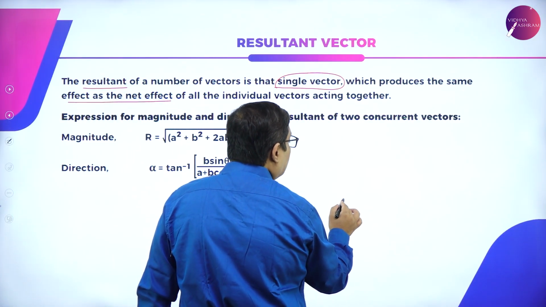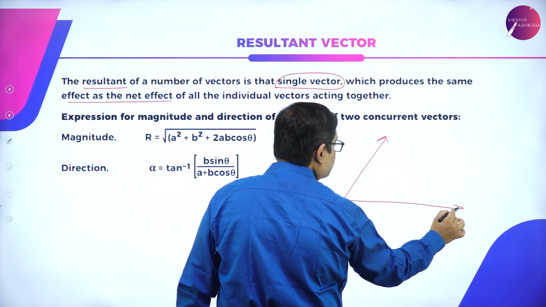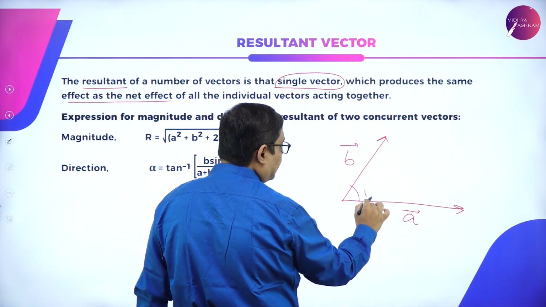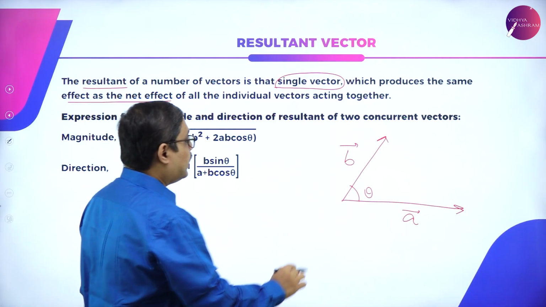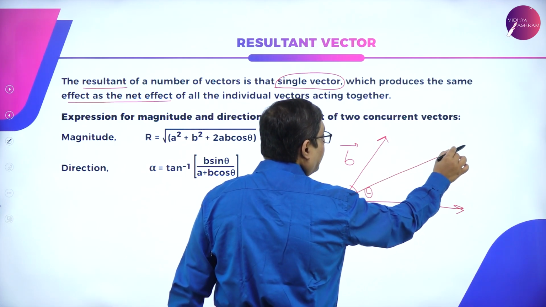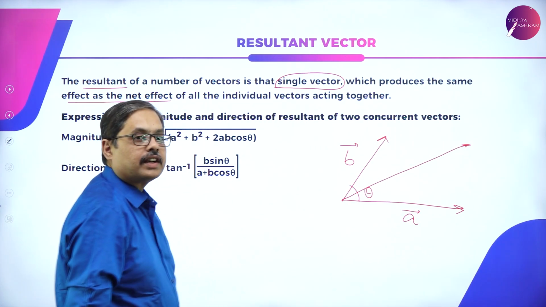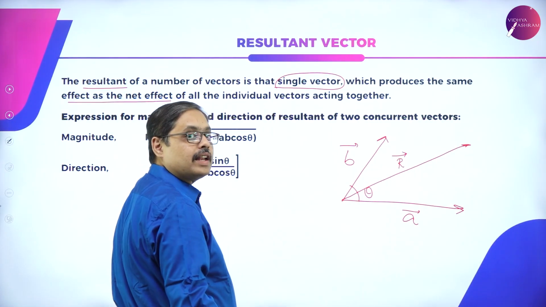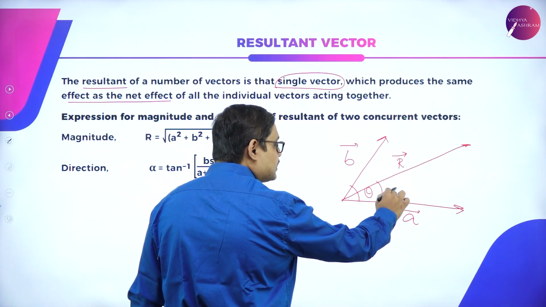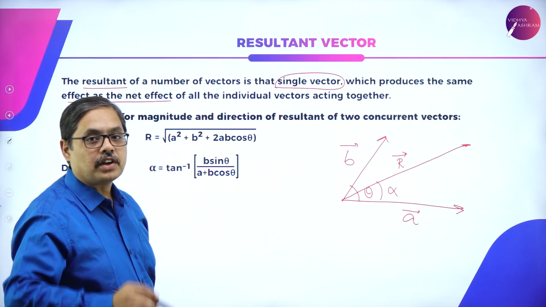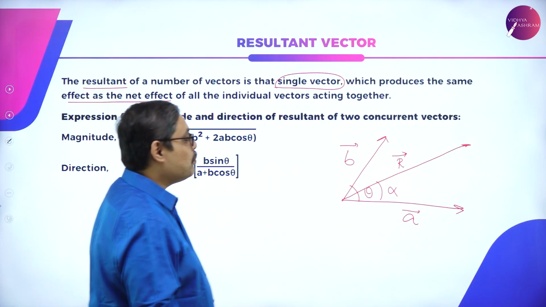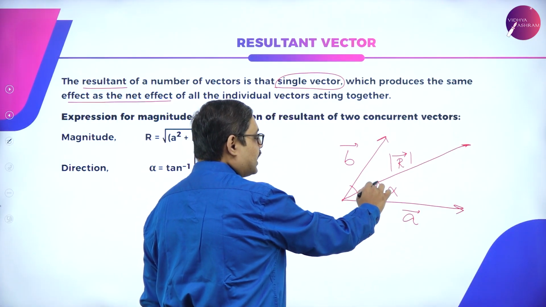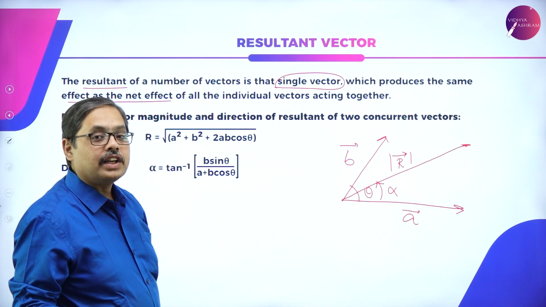Say for example, two vectors are acting like this, vector A and vector B at an angle theta. Obviously, we know that with the help of the parallelogram law of addition of vectors, I can find the resultant like this. This is the resultant, both in magnitude as well as direction. What is the direction? The direction is given by alpha with respect to the horizontal. I will not be able to measure the length so that I can find the magnitude of the vector. I will not be able to measure the angle so that I obtain the direction. So in that case, what can I do?